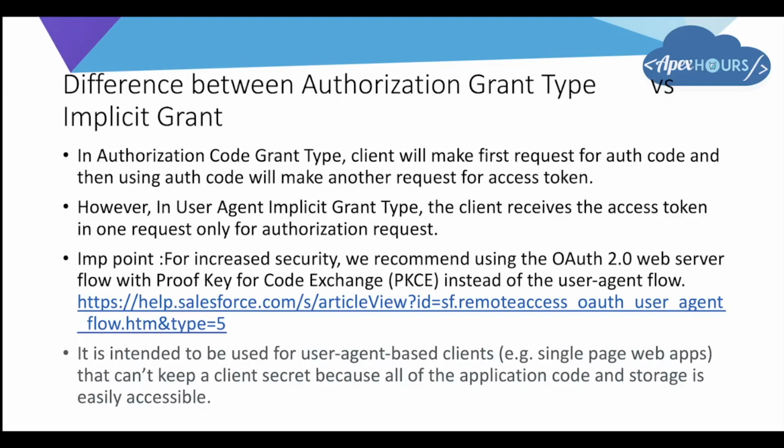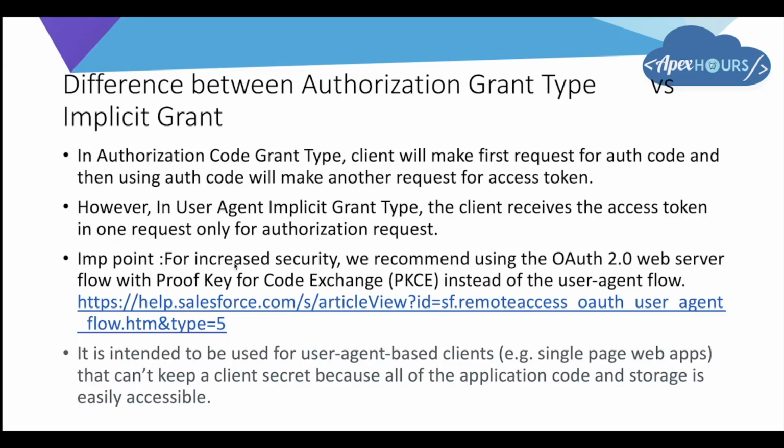However, in the user agent implicit grant type, the client receives the access token in one request only, the authorization request. We don't have a concept of authorization code in the implicit grant type, and we do not have a client secret. We do not have to pass a client secret in the URL in the implicit grant type.